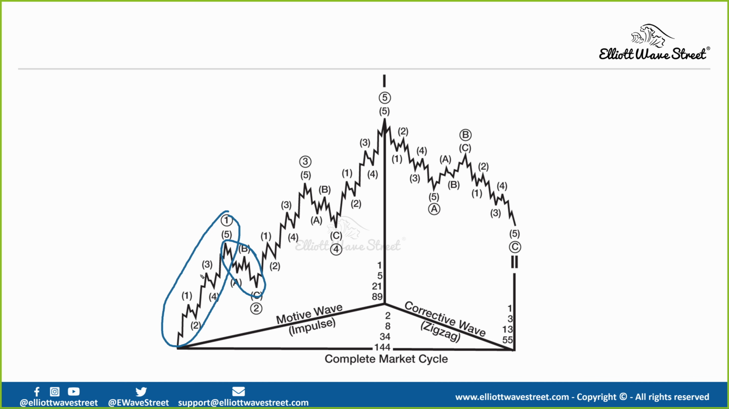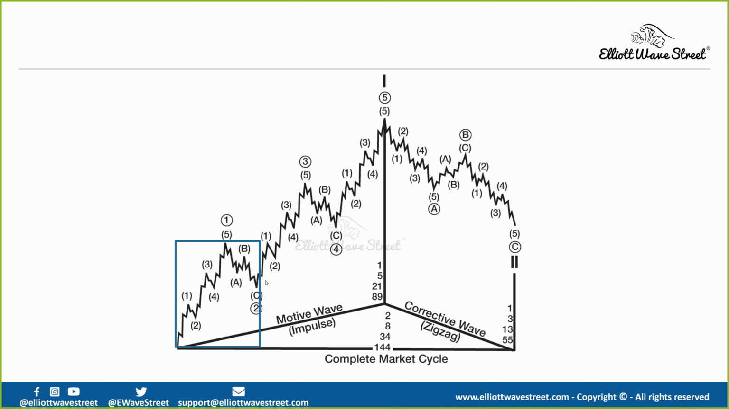So the numbers are always for the impulse. The impulse is a 5-wave sequence, and we are going to use letters for the corrective waves. From now on, whenever you have an Elliott Wave analysis in front of you, you are going to find out if the current cycle is impulsive or corrective, depending on whether you see numbers or letters. Letters for corrective waves and numbers for impulsive waves.